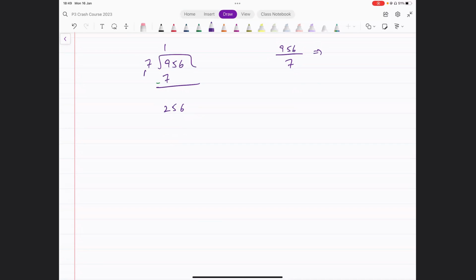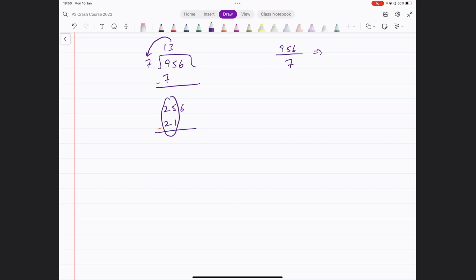So what do you multiply 7 by to get a number that is less than 2? You can't. So what you do is you take these two numbers together, 25. 7 times 1 is 7. 7 times 2 is 14. 7 times 3 is 21. 21 से अगर आप ऊपर चले जाओगे तो आपको 25 से बड़ा number आ जाएगा. So what you do is you multiply by 3 here, and that gives you 3 times 7, which is 21. And you would write 21 here. Subtract this from the number on top.